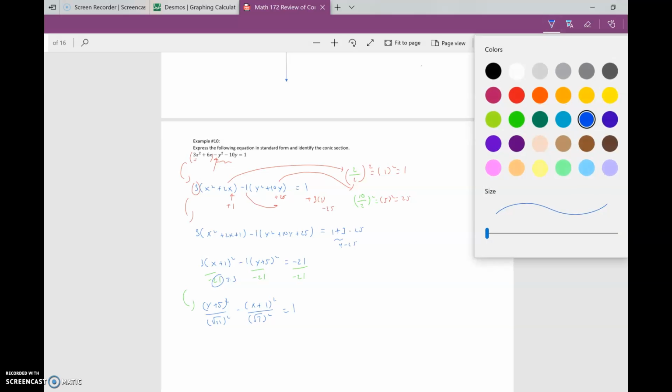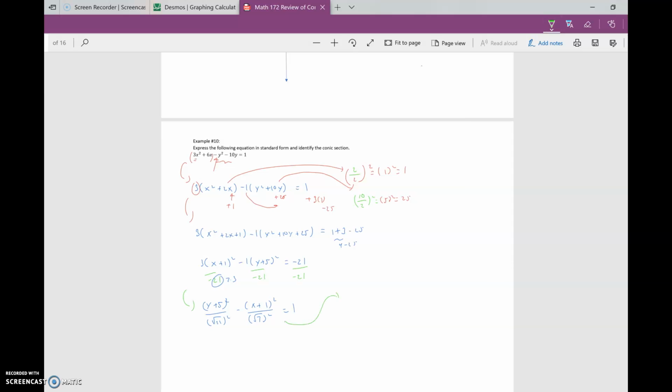So we're looking at this particular one. This is our h comma k form, and we're looking at a hyperbola with center at -1 comma -5, and that's actually it.